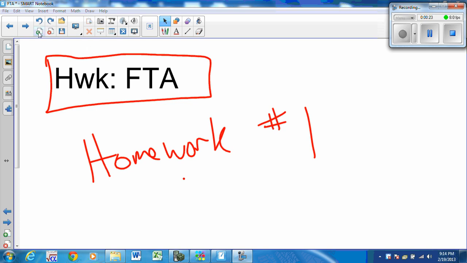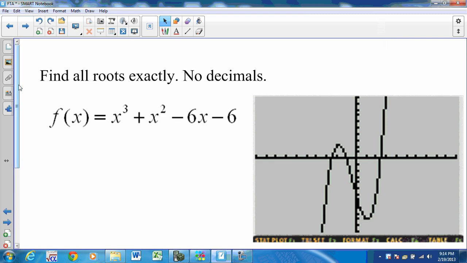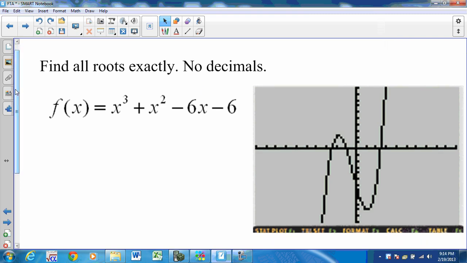and trying to solve. What we want to do is, if we look at an equation like this, x cubed plus x squared minus 6x minus 6, we want to find all the roots exactly, no decimals.